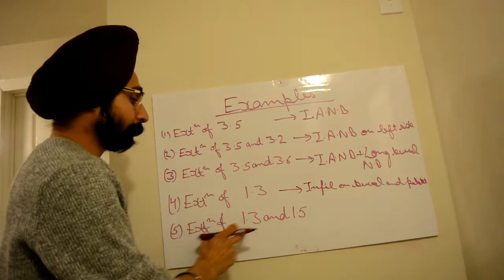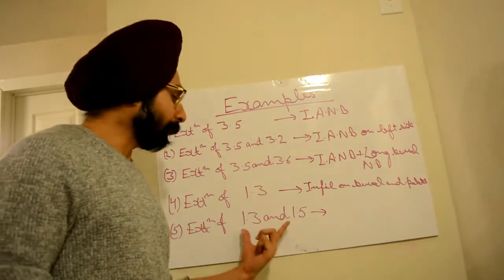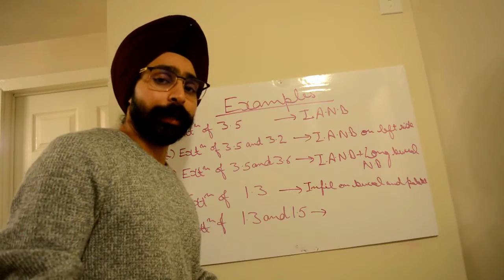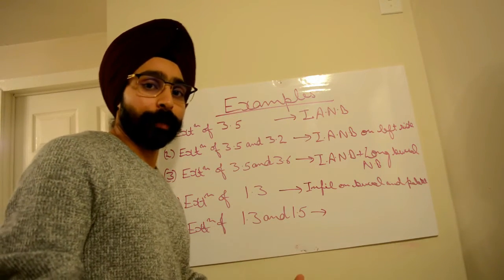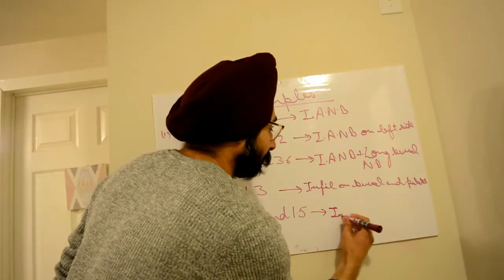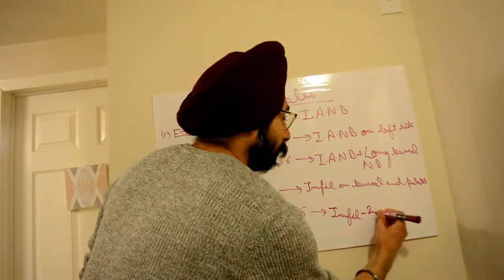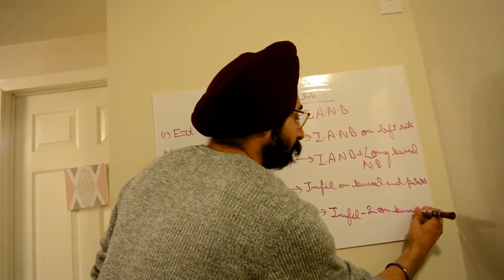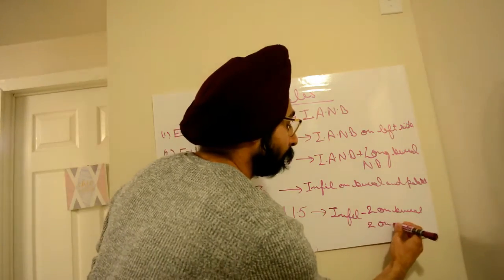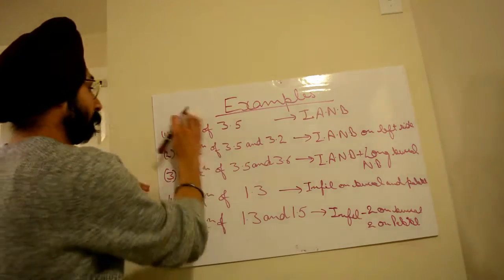Other example is extraction of 1-3 and 1-5. Since here two teeth are involved, and I told you that only if more than two teeth are involved will we give infraorbital nerve block, but since here two teeth are involved, we will give infiltration. That is 2 infiltrations on buccal side, that is 1-3 and 1-5, and 2 infiltrations on palatal side. Let's discuss a few more examples.